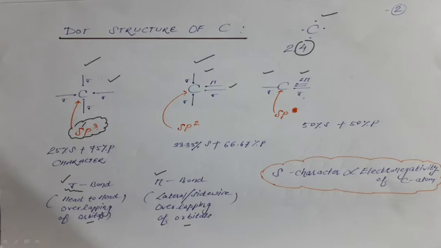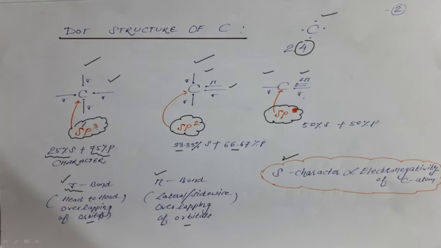So what is the S character here? 25% of S and 75% of P character. In this one, carbon is sp2 hybridized, S character is 33.33% and P character is 66.67%. In this one, the hybridization of this carbon is sp, with 50% S character and 50% P character. So why am I telling you the S character? Because this is an important concept.